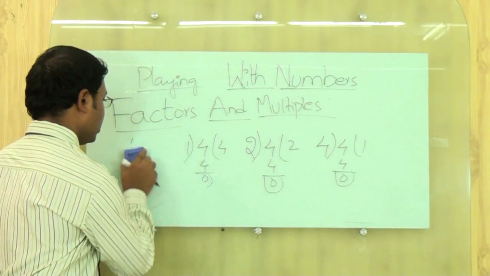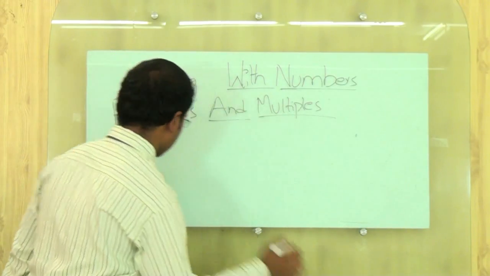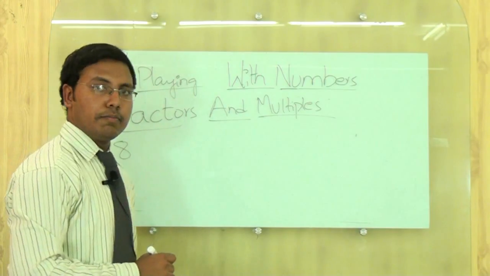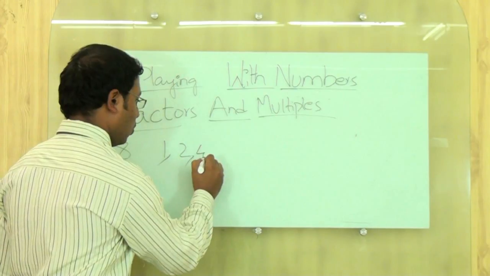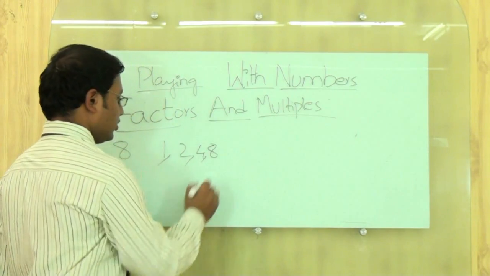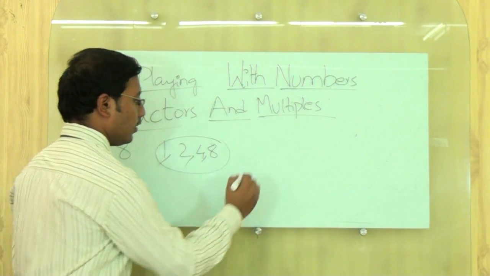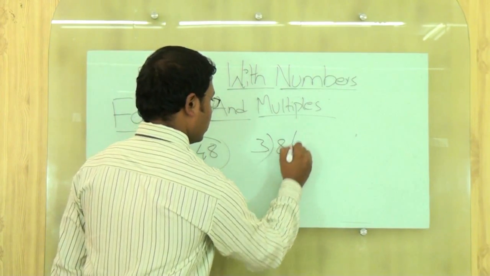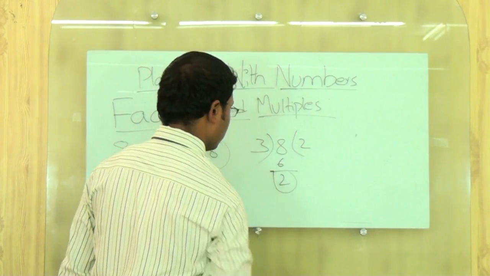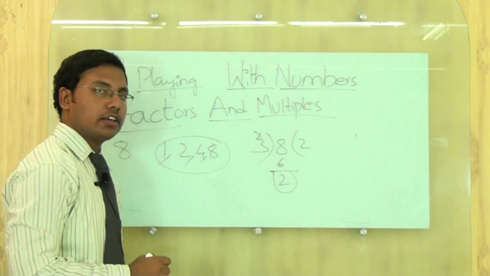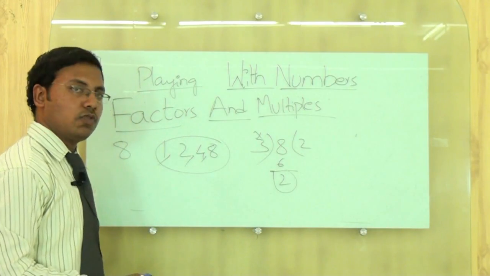If we consider another number, that is 8, the factors of the number 8 are 1, 2, 4, 8. These are the 4 numbers which are the factors of 8. If you divide by 3, the quotient will be 2 and the remainder is 2. Hence the number 3 is not a factor of 8. So the numbers 1, 2, 4, 8 are the factors of the number 8.